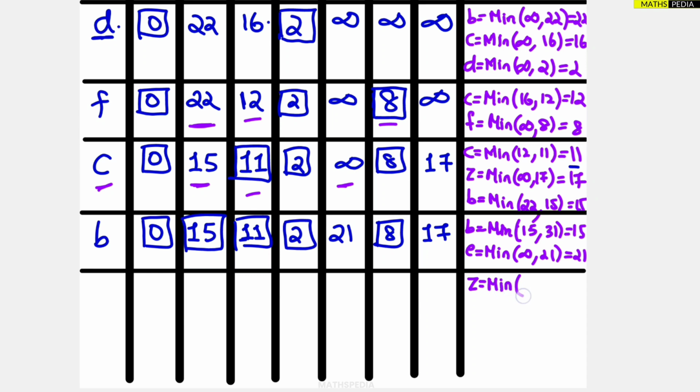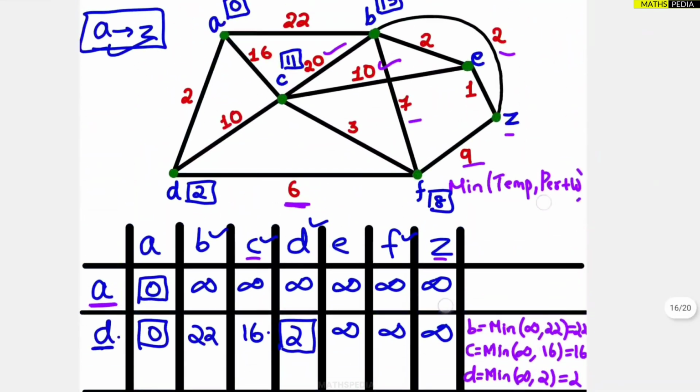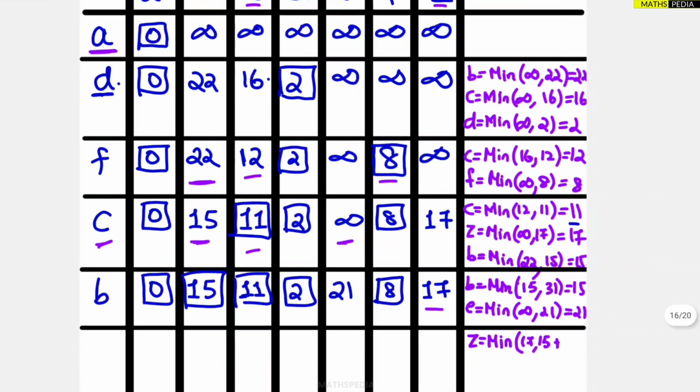What is the temporary variable of Z? You can observe the temporary variable we have got is 17. Now permanent, what are we going to take? The B is the new permanent, which is 15 plus. Now what is the weight between B and Z? B and Z, 2 is the weight. So 15 plus 2 is 17. So both are 17 and 70. What is the minimum value between 17 and 70? It is 17 only.